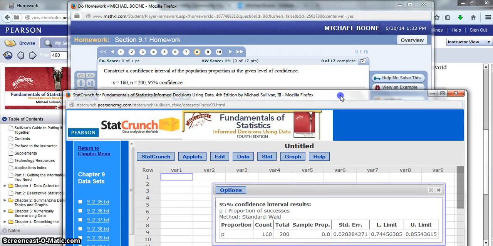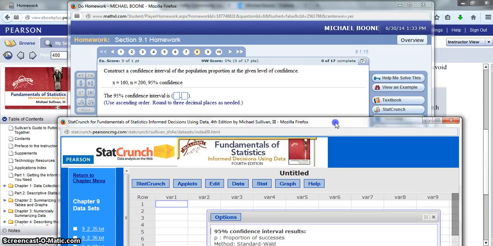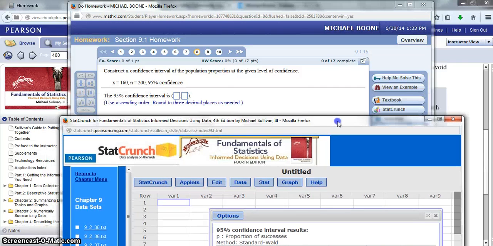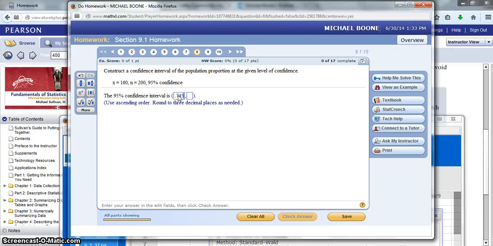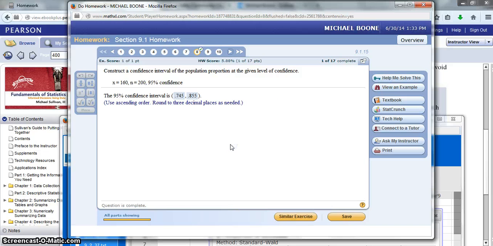So we can type those in to 3 decimal places. So I'm looking at 0.745 and 0.855. Fantastic. So that's what we're doing with the proportions.